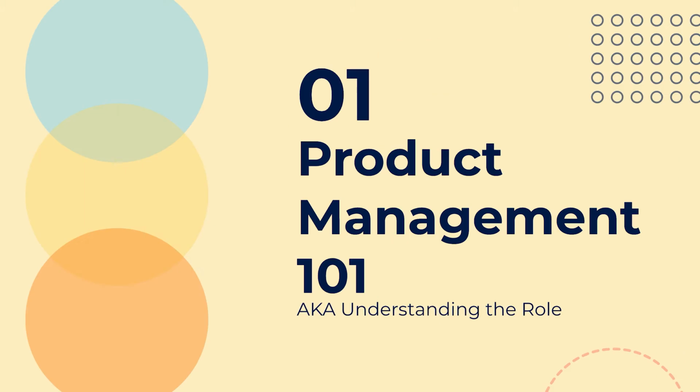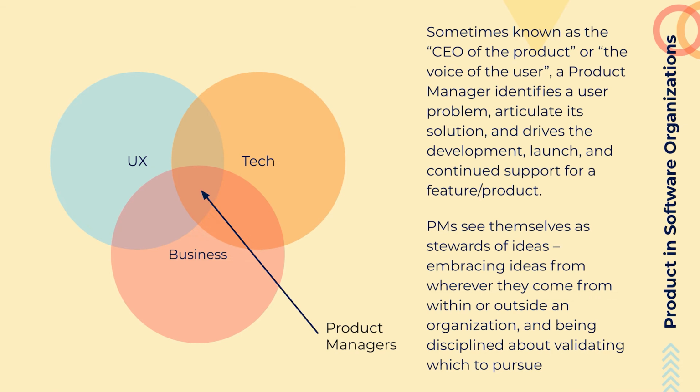So first, let's talk a bit about product management and understand that role a little bit more. Product management itself is this intersection of user experience design, technology, so development, and business. And a product manager sits at the intersection of all three of these things. They're sometimes known as the CEO of a product or the voice of a user. And a product manager basically identifies a user problem, figures out a solution for it, evangelizes that process to their company or wherever they are working, articulates a solution for that problem, and makes sure that they drive the development, launch, and continued support for that feature or product.